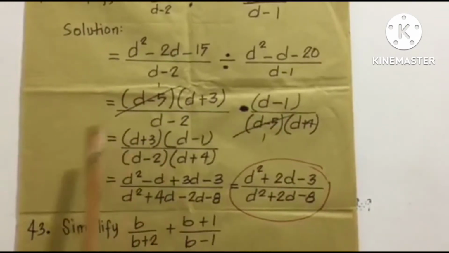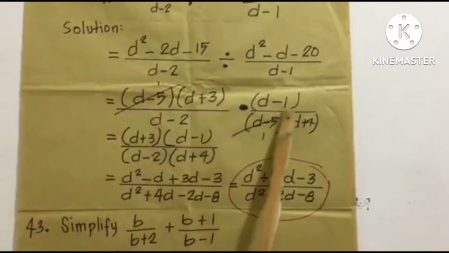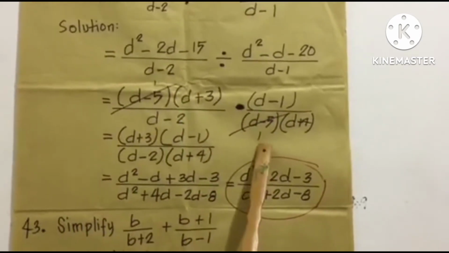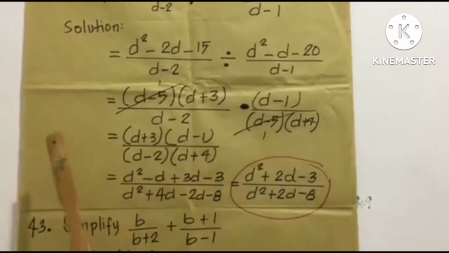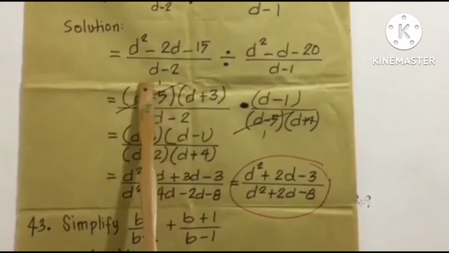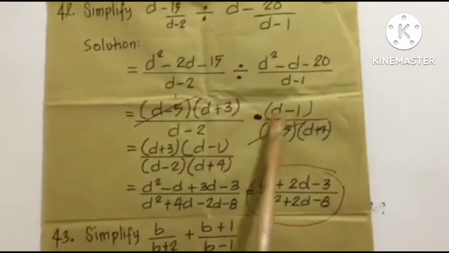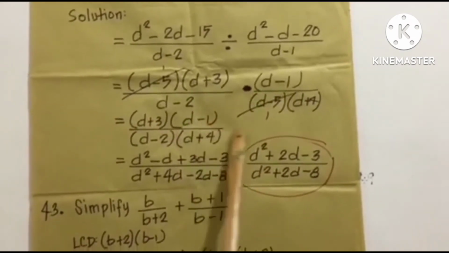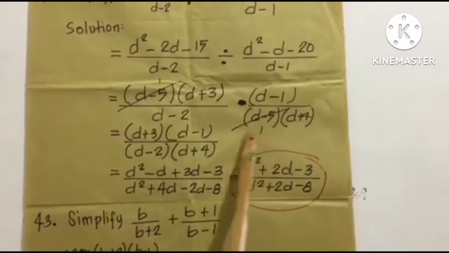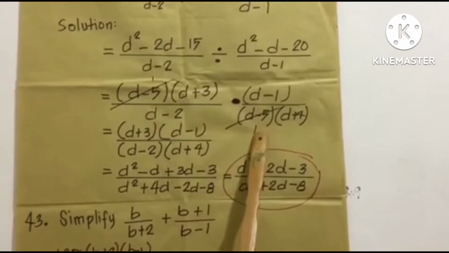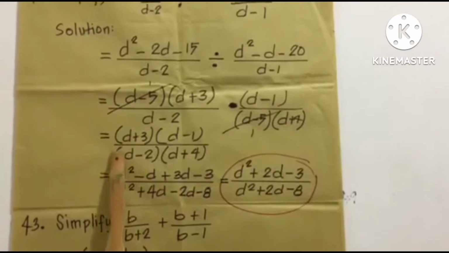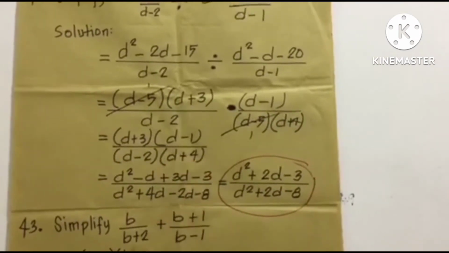And then we are going to cancel the same numerator and denominator, then just put 1 and 1, then multiply the remaining 1 times d plus 3 times d minus 1. So just copy d plus 3 and d minus 1 and d minus 5, so d minus 2 times 1 times d plus 4. So we have d minus 2 over d plus 4.